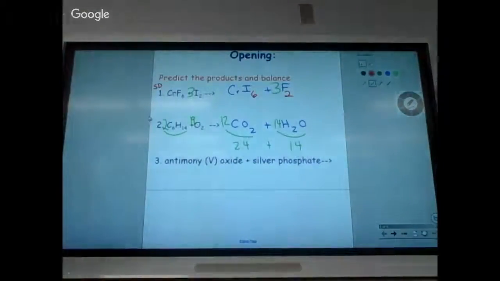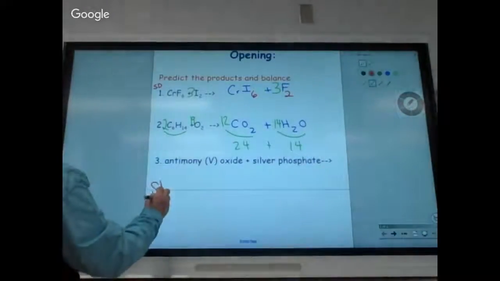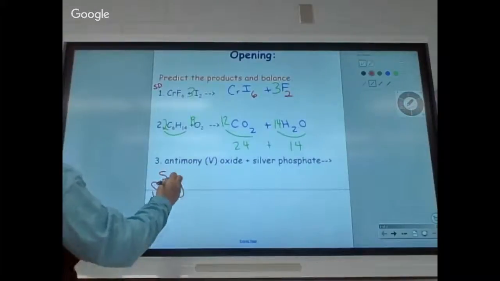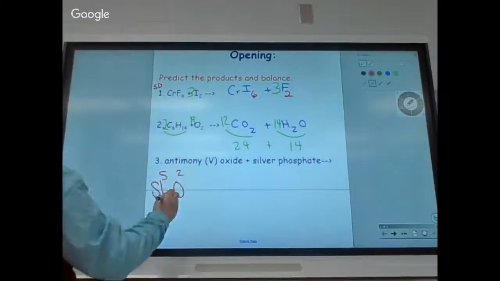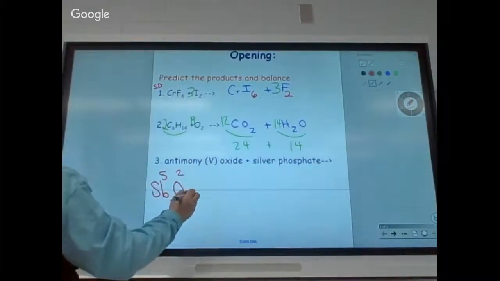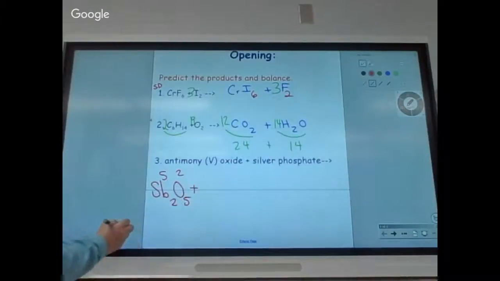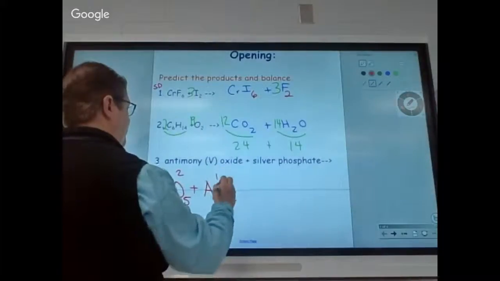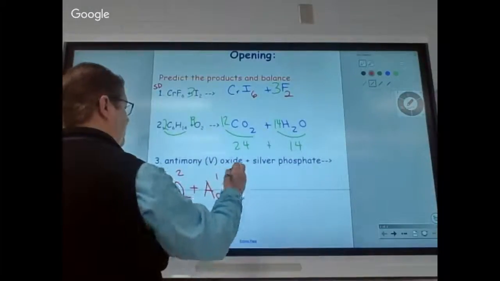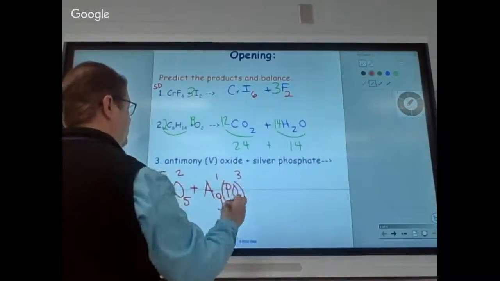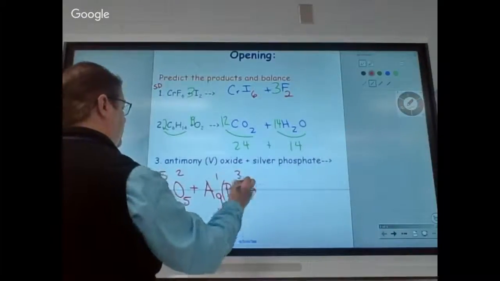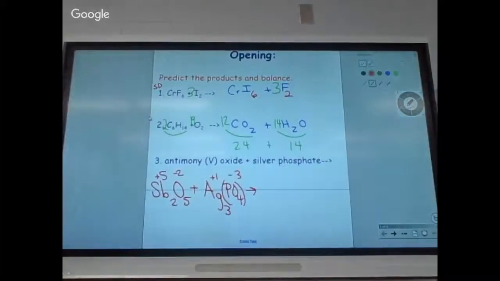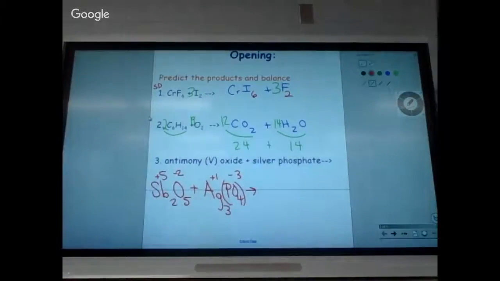Antimony 5 oxide. Sb has what oxidation number? Oxide has a 2 that comes down, the 5 comes down. Plus silver phosphate. Silver is a 1. Phosphate is a 3. Parentheses, bring my 3 down. All right. Who is switching with who?